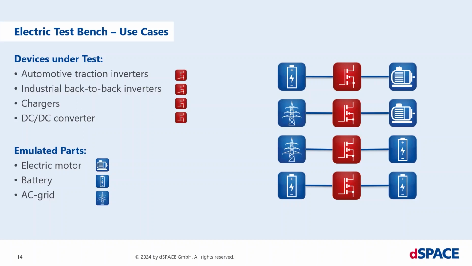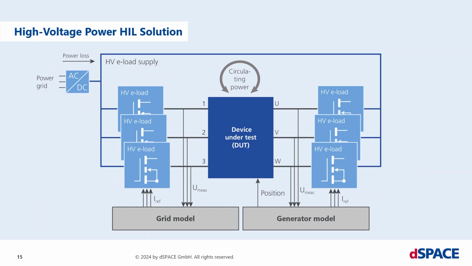Now we come to the slide with the circulating power flow. Again, our example: I have my device under test in the middle. I have 3 load modules representing the grid. The grid model calculates what the grid behavior is. On the other side, I have 3 load modules representing the generator with a real-time generator model. And now, due to the fact that I'm not only emulating the input or the output side, but both of them, I can have a circulating power flow.